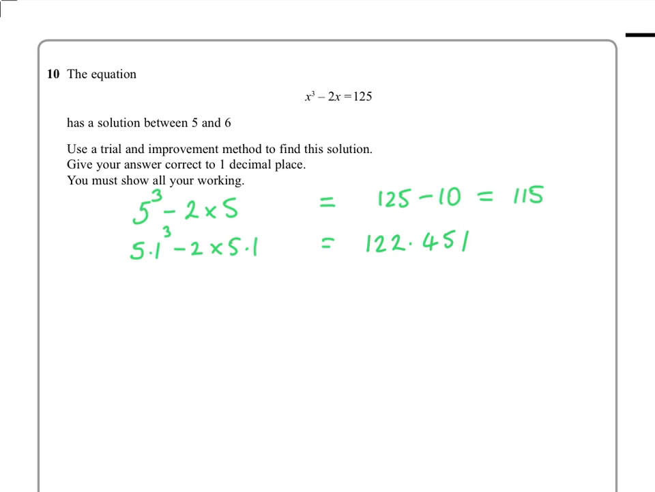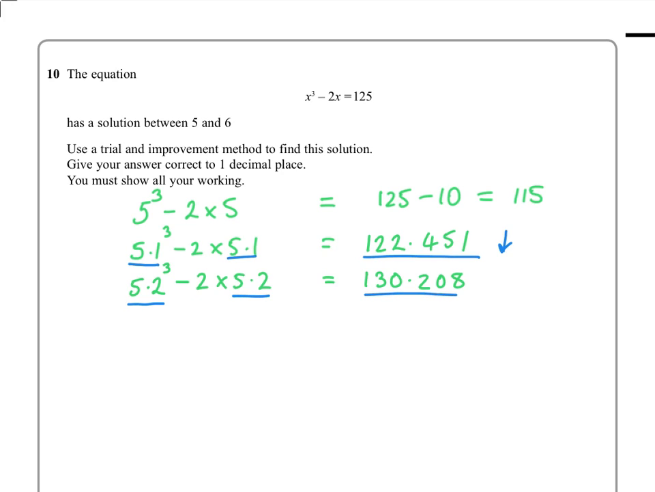We're getting closer. I'd then go 5.2 cubed. So 5.2 to the power 3 minus 2 times 5.2. There's quicker ways of doing it using the ANS key if you wanted, but I get 130.208. Now, here's a situation. 5.1 gave 122.451, which was not enough. 5.2 gave 130.208, which was too much.